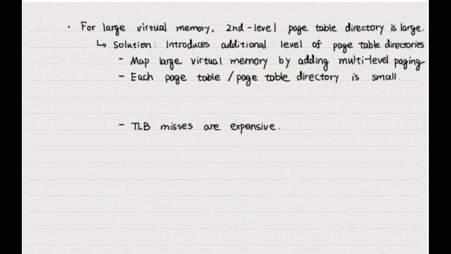In single-level paging, only one lookup is required to handle a TLB miss. For two-level paging, two lookups, one on the page table directory and one on the page table, are required for a TLB miss. If we have n-level paging for a very large virtual memory, n lookups are required for a TLB miss, and the TLB misses become expensive.